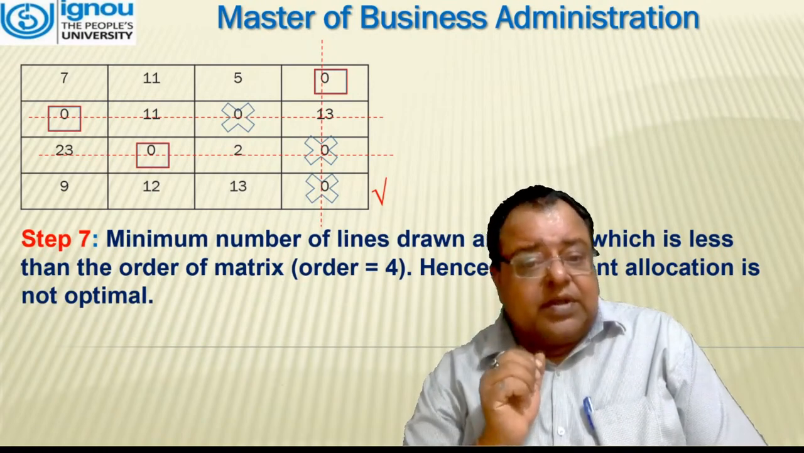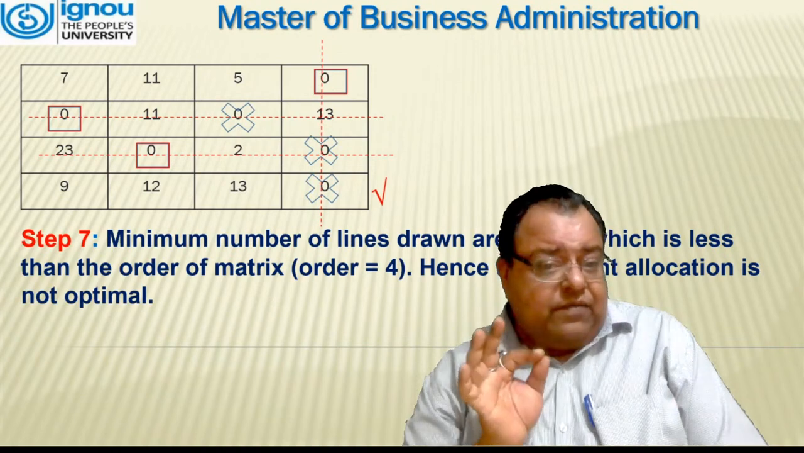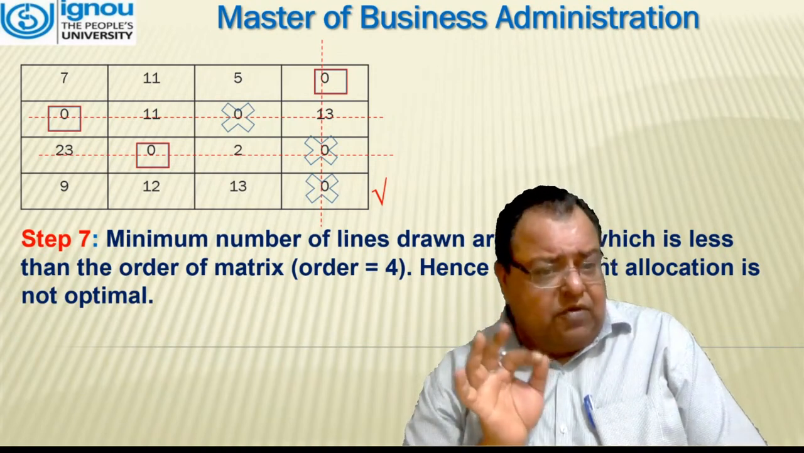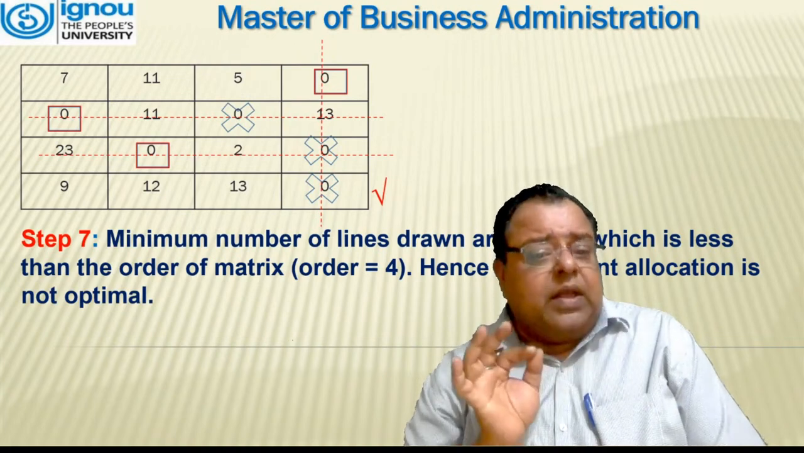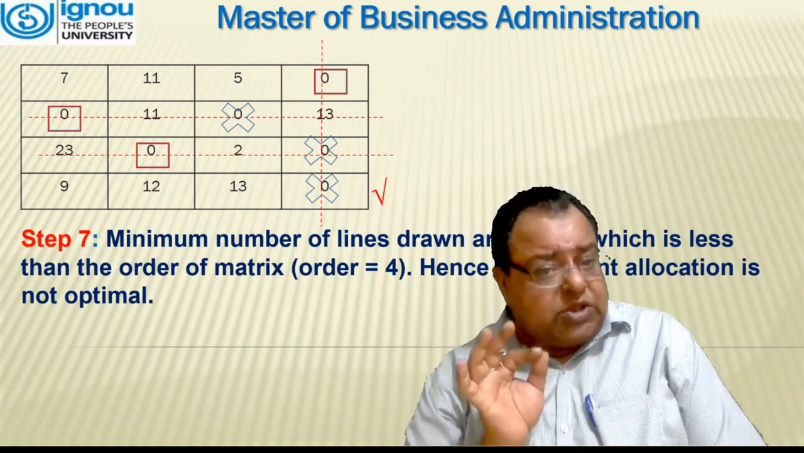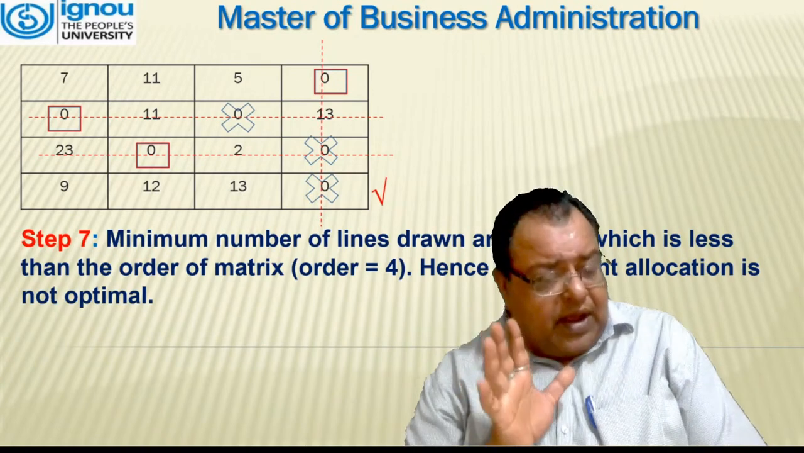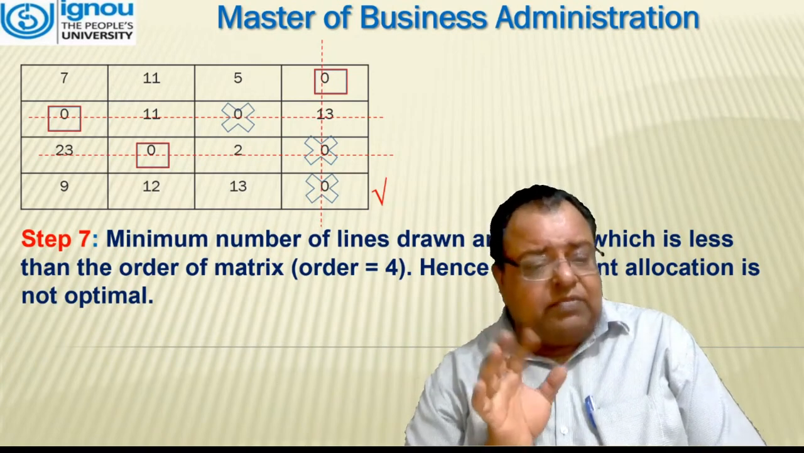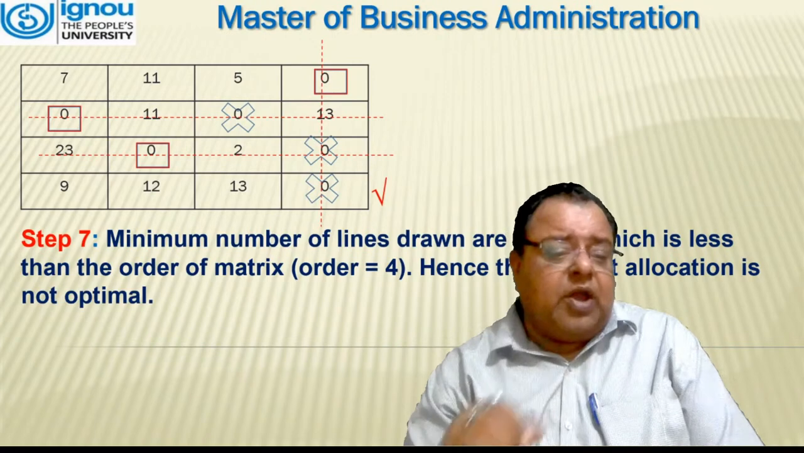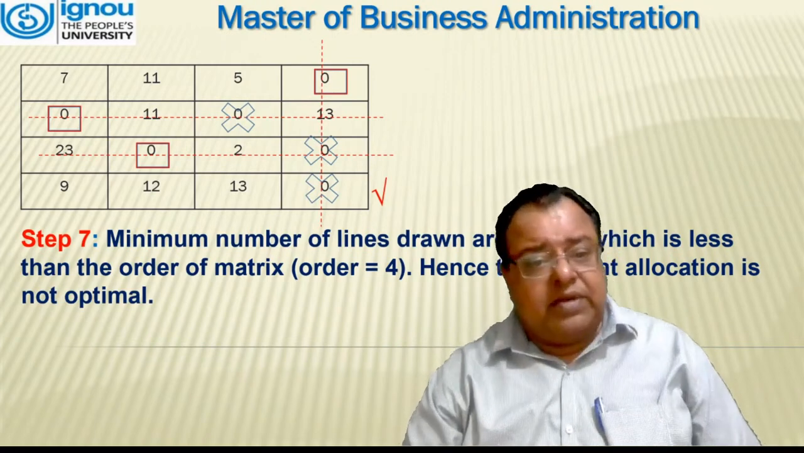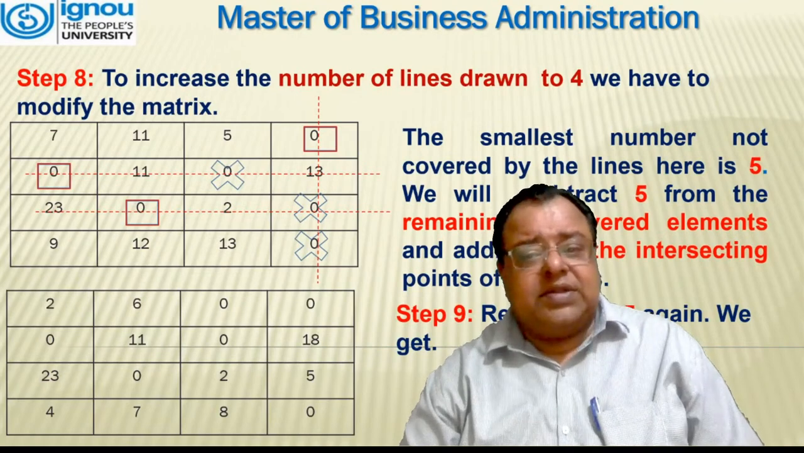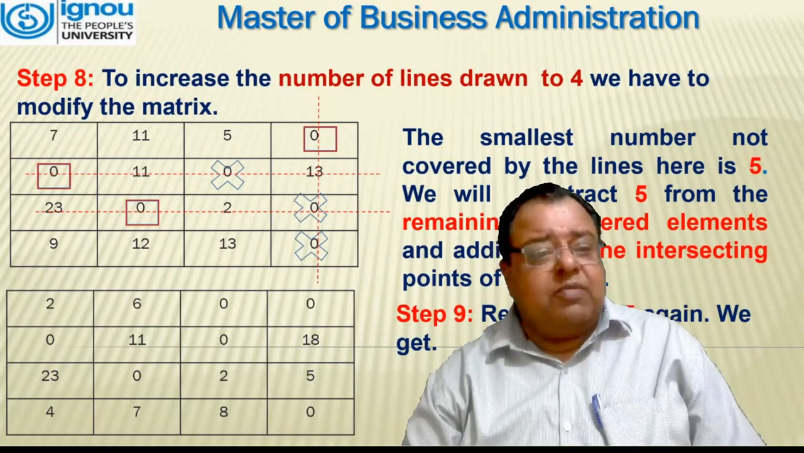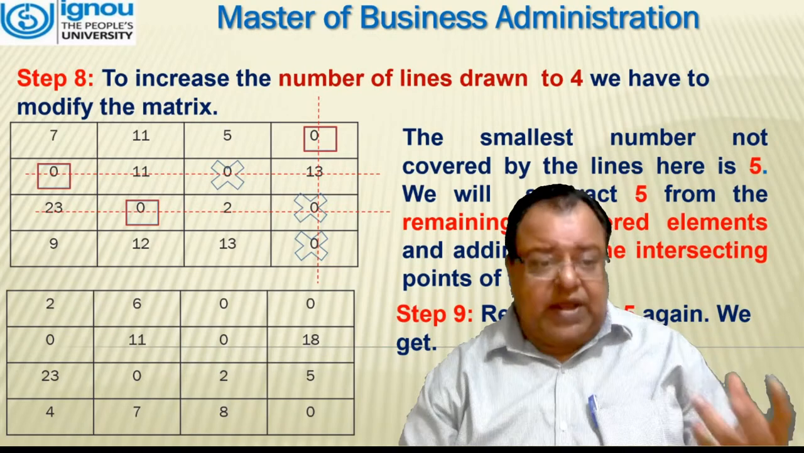Which means we have 4 men and 4 tasks. We have assigned only 3 assignments. That means we can say that this is not the optimal solution. Then what? How to proceed? To increase the number of lines drawn to 4, we have to modify the matrix because we have to assign 4.